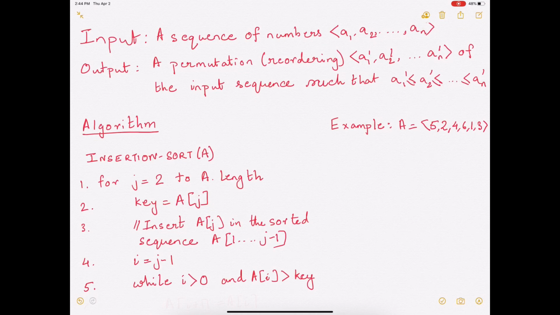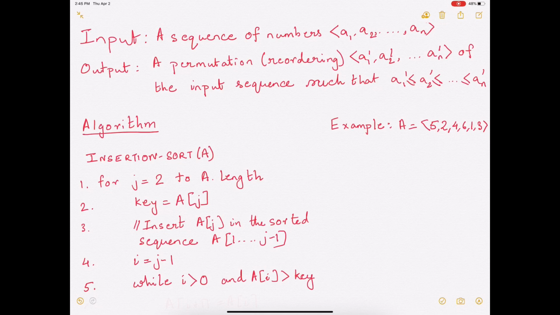What does it do? It takes a sequence of numbers as input and the output is a permutation or reordering of the same set of numbers such that they follow the sorted order. To write it mathematically, we have a sequence of n numbers, a1, a2, all the way up to an. That is your input. The output is a permutation or reordering, which is a1 prime, a2 prime, all the way up to an prime, of the same input sequence, a1 to an.